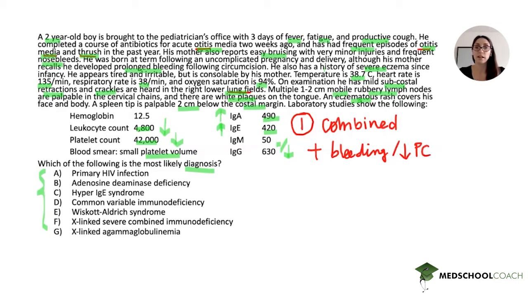The other important finding here we're told is that this patient has a history of severe eczema. So this could be important. A lot of these immunodeficiencies have skin findings associated with them.